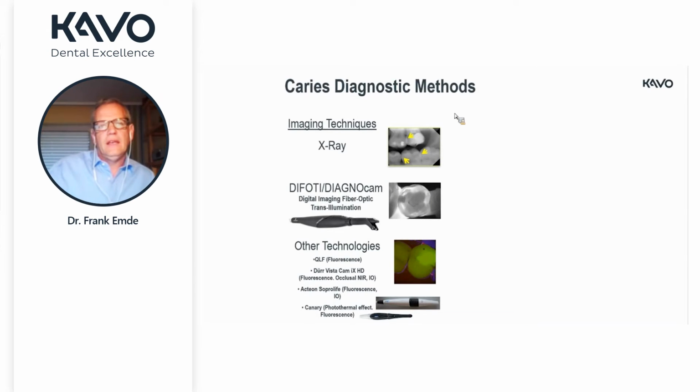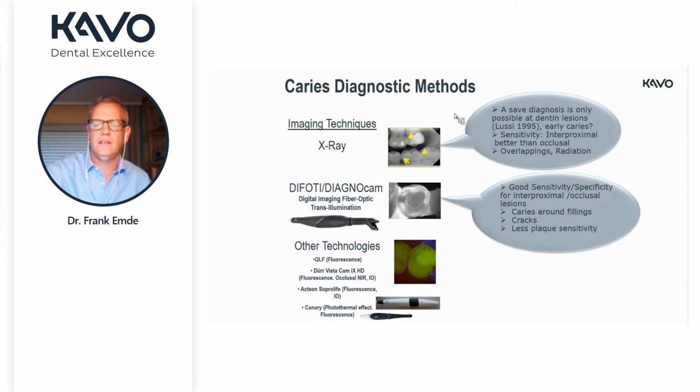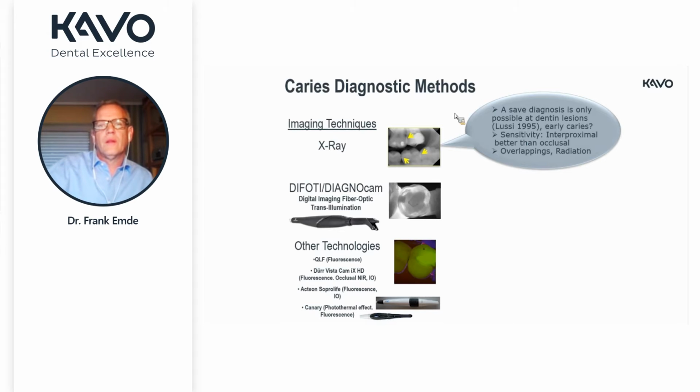Coming to the next category, these are the imaging techniques. Everybody knows the gold standard for caries diagnostics is X-ray. We know that it is very good, we can see inside the enamel, we can see inside the dentin, but we know also that it is not that good for early caries detection. We know also that it is more sensitive for interproximal lesions than for occlusal. And we also know that there might be some overlappings. I just pointed them out with the yellow arrows.